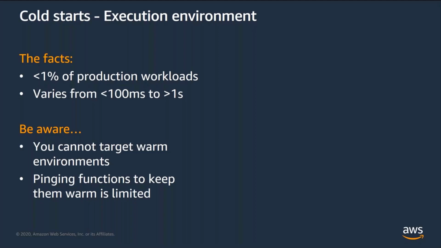Now, a couple of things to keep in mind here are that you cannot target warm environments. There's no mechanism for doing this. So there's no affinity for repeat requests or any concept of sticky sessions. This is all managed for you by the Lambda service. Also, some of the community have developed libraries for keeping functions warm by pinging them with CloudWatch events. Now, this is fine if you want to increase the likelihood of hitting a warm environment for infrequently used functions, but it's not a guarantee, and it doesn't help with cold starts when functions are scaling up or if the execution environment is load balanced to another availability zone. So if you really need a guarantee of a warm environment, a better approach is to use provisioned concurrency, which I'll talk about a little later.